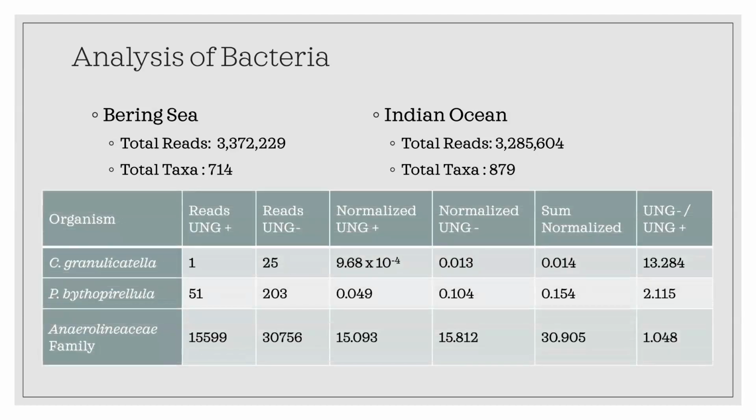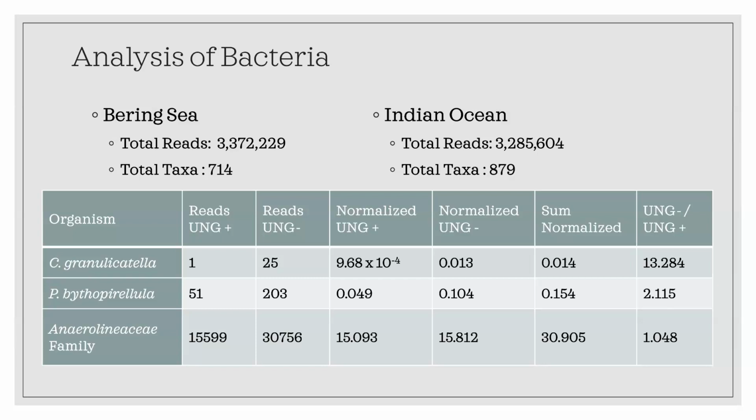This is an example of the type of analysis that we conducted. Again, these are paired samples. The reads for UNG positive are from the same sample as the reads for UNG negative. UNG positive is treated, so active DNA. UNG negative is all the DNA, degraded and active. And we normalize these results to exclude any taxa that only had a couple of reads or were not deemed significant.